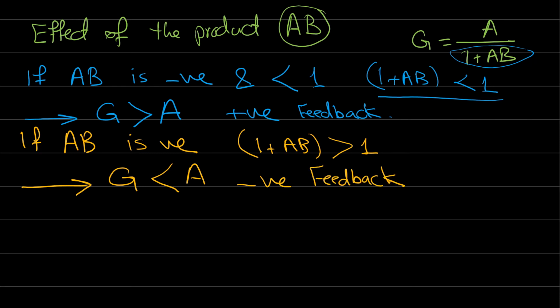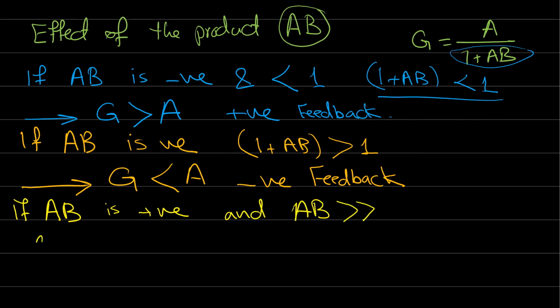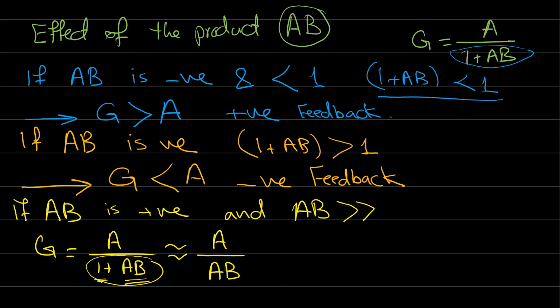Now, if this AB is positive and way larger than 1, what's happening here? G, which is A over 1 plus A times B, if this value is much larger than 1, then the whole denominator should be almost equal to A times B. As if we said infinity plus 1 is equal to infinity, or 1000 plus 1 is 1001. So we can say this is approximately the same. And here A will cancel with A, so this will be 1 over B.